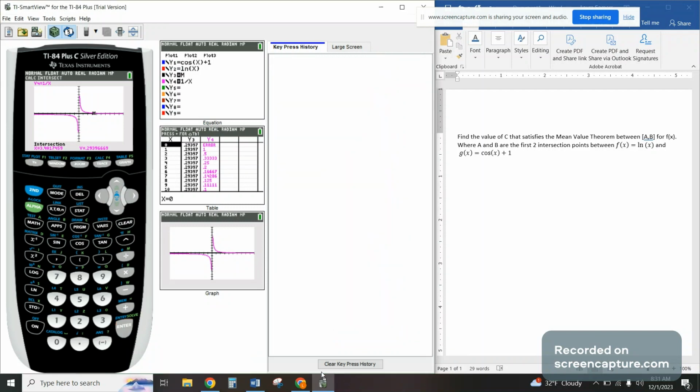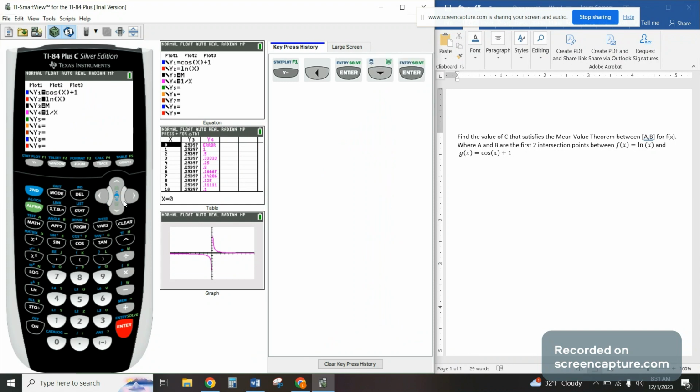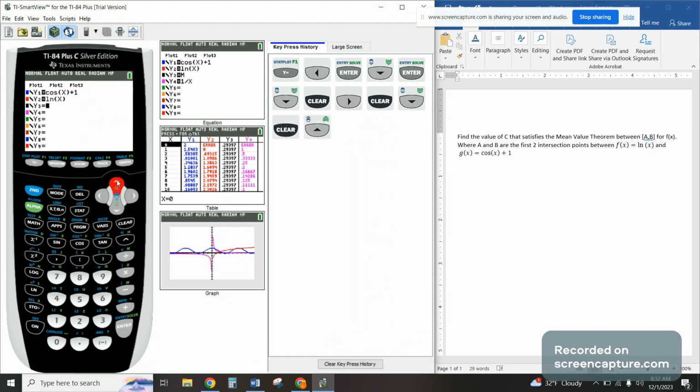So what you need for a question like this is you need to have gone over the storing values and the storing equations, and the function notation. Okay, so we're going to go in here and we're going to take these.